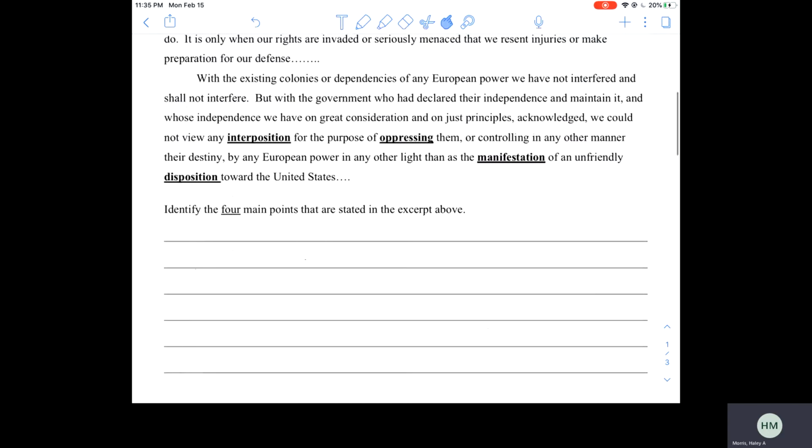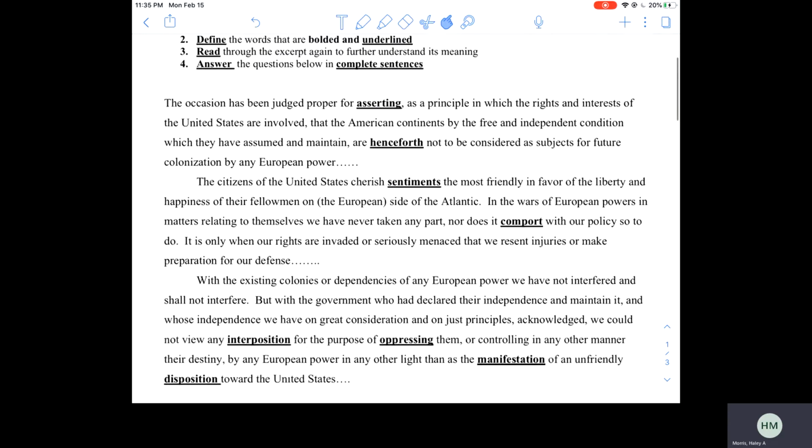And the question is to identify the 4 main points that are stated. So we're going to break this down paragraph by paragraph, really. The occasion has been judged proper for asserting, as a principle in which the rights and interests of the United States are evolved, that the American continents, by the free and independent condition which they have assumed and maintained, are henceforth to be considered as subjects for future colonization by any European power.